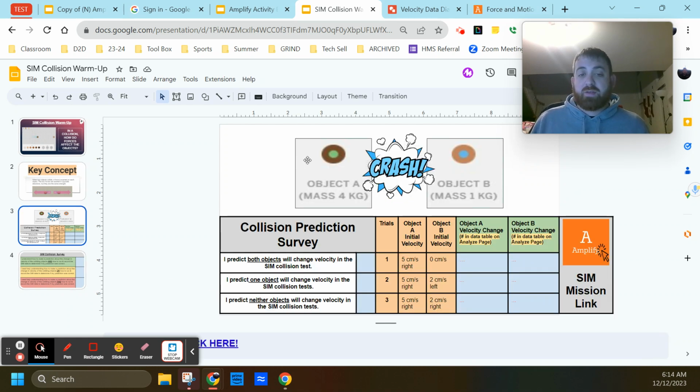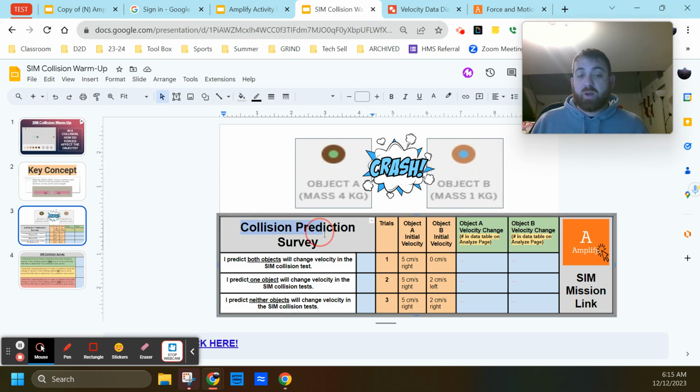In our sim activity, you're going to have two objects, object A and object B, and you're going to be making them collide. Now, when you make them collide, you're going to start by making a prediction. Do you predict that both these objects will change their velocity in the sim collision test when they collide? So that means whatever their starting value is when they collide, both of their velocities are going to change after the collision. Do you predict that one of the objects will change their velocity during the test when they collide? Or do you predict that neither of them will change their velocity when they collide?